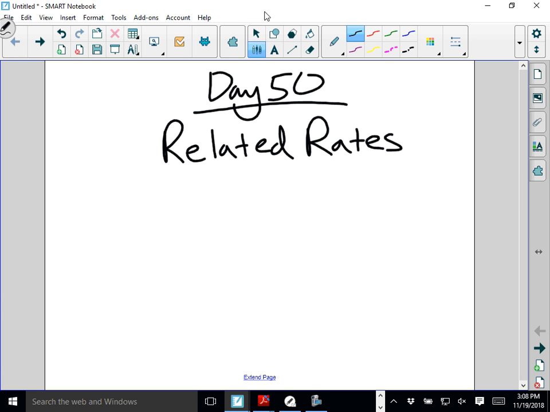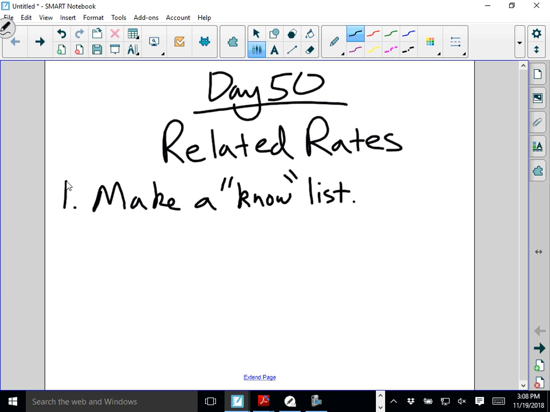Okay, step 1. Make a know list. You're going to be given a lot of information, and what we want to do is make a list of things that we know. What I want you to be careful of is values versus rates. So distinguish rates from values.